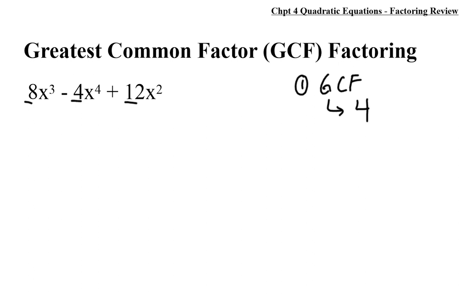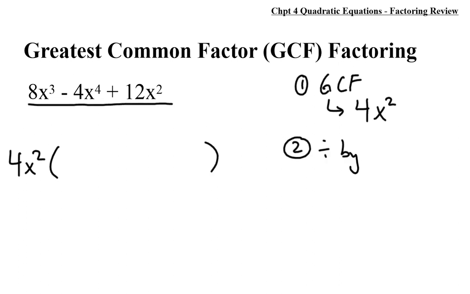What else? Well, I need to consider x cubed, x to the 4, and x squared. Here we have 3 x's, here we have 4 x's, and here we have 2 x's. The most x's that could be removed from each of these would be 2 of them. So we can factor out an x squared as well. So there's the GCF. So I know that this trinomial can be factored into a form of 4x squared times something.